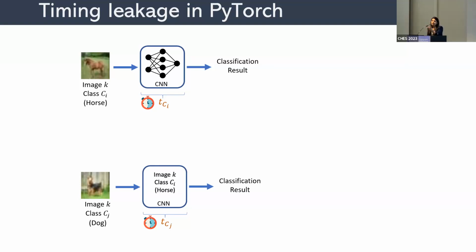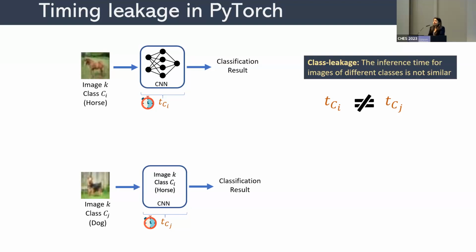So this should also be a CNN here. The second image is a CNN as well. So it's the same CNN model. And now this time the timing value is TCJ, and we get the classification result. So we would assume, since the network is the same, the weights are the same, the inference time for both the images should be the same. But what we observed was that it was actually not the same.